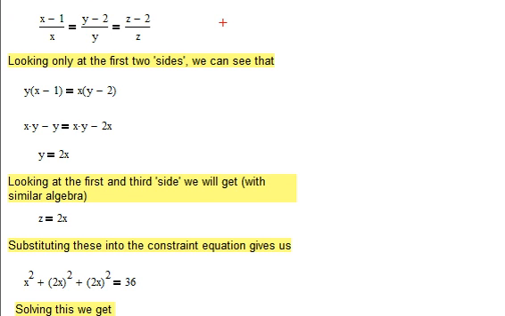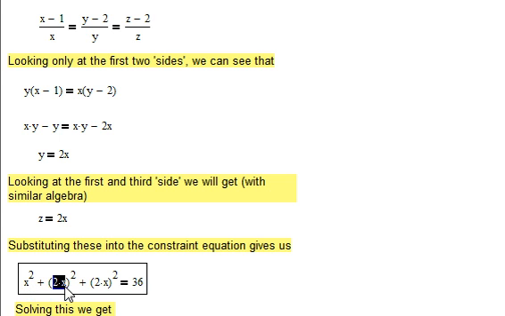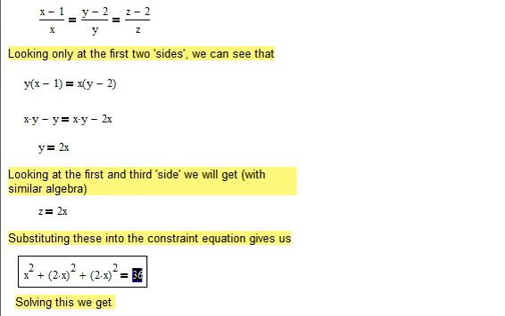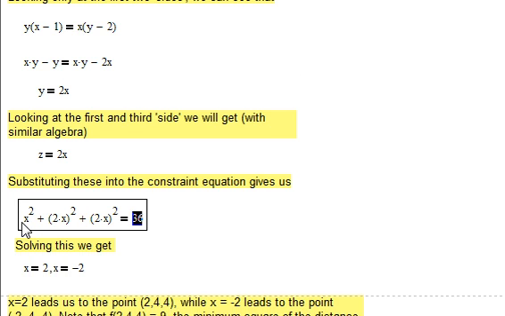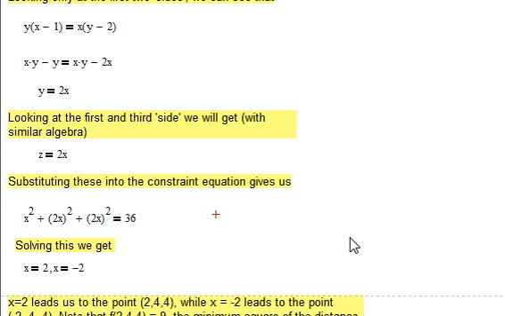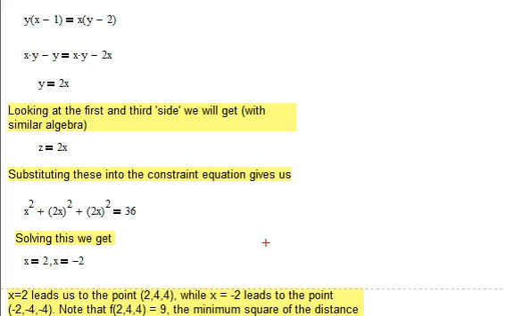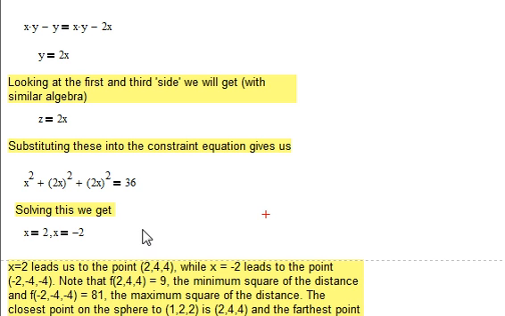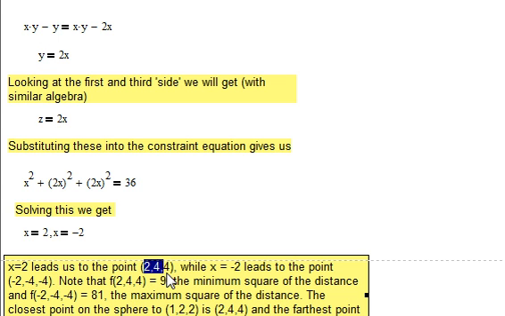So substituting those back into our constraint equation, we get x squared plus y squared, but y equals 2x, plus z squared, but z equals 2x, and that's equal to 36. So solving this, we get x squared plus 4x squared plus 4x squared, so 9x squared equals 36. That means x squared equals 4 and x equals 2, or x equals negative 2. So x equals 2 would lead us to the point, keep in mind y equals 2x and z equals 2x, so we'd look at the point (2, 4, 4), while x equals negative 2 leads us to the point (-2, -4, -4).